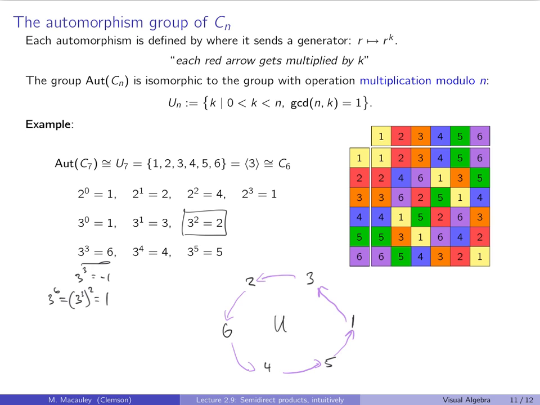I should say for U7. Now, if we define this map up here, this k-tupling map, as sigma k, then a Cayley graph for the automorphism group C7 is going to look like this. Do you see?